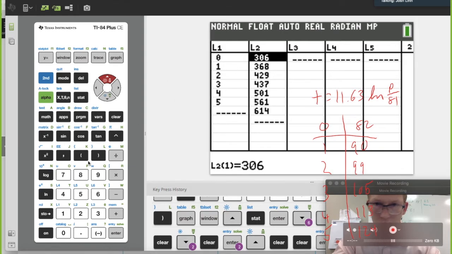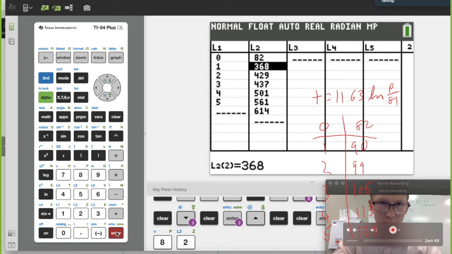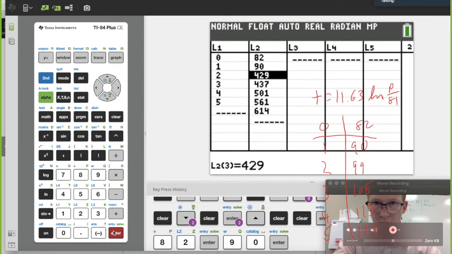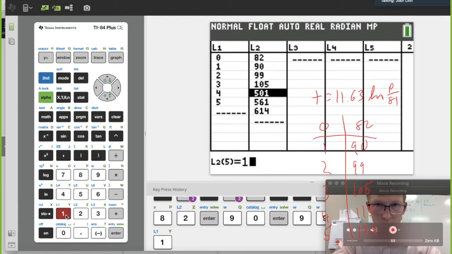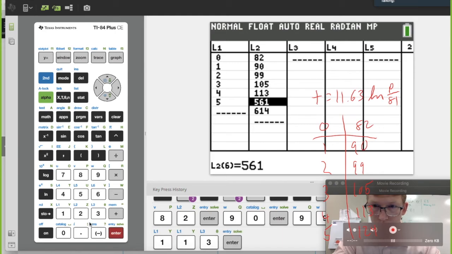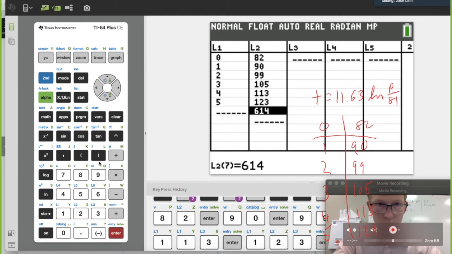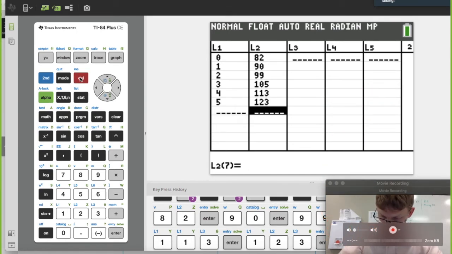So anyway, we've got 82, enter, 90, enter, 99, enter, 105, enter, 113, enter, 123, enter, and delete. Okay, start listening again.